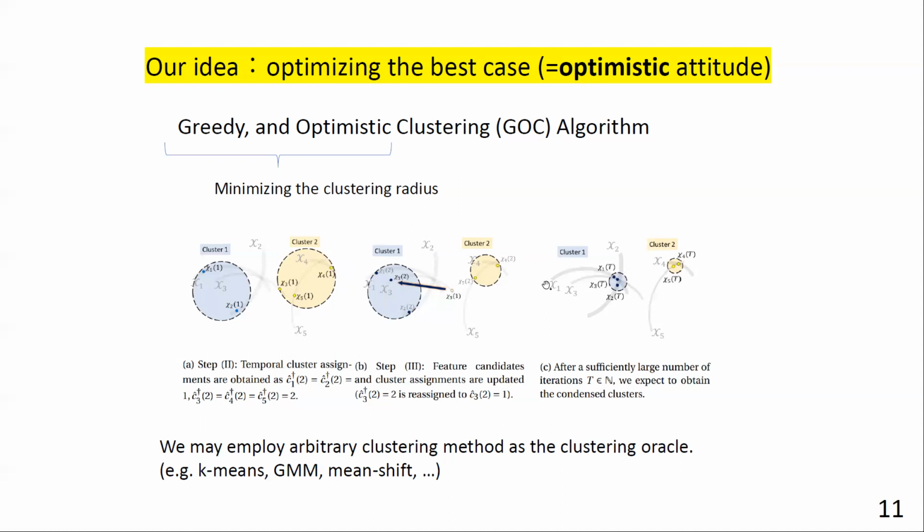Please look at the last figure. Using this iterative algorithm, we expect to obtain a kind of clustering having smaller radius compared to the initially obtained clusters. As you can see, the radius of the clusters in the final step is much smaller than the previous ones. So this is the GOC algorithm. And as you can see, we may employ an arbitrary clustering algorithm for the clustering step here. For instance, K-means, GMM, Gaussian mixture modeling, mean shift, or something like that. So our proposal is compatible with many existing algorithms.